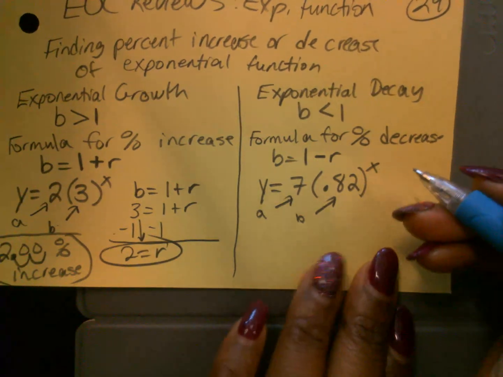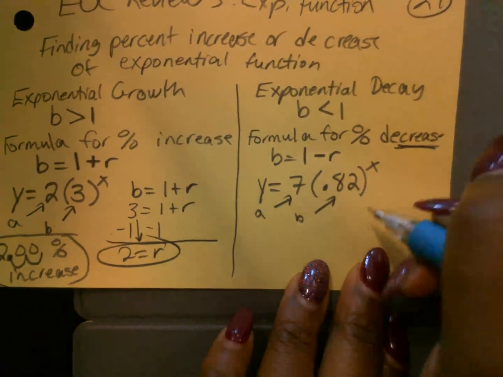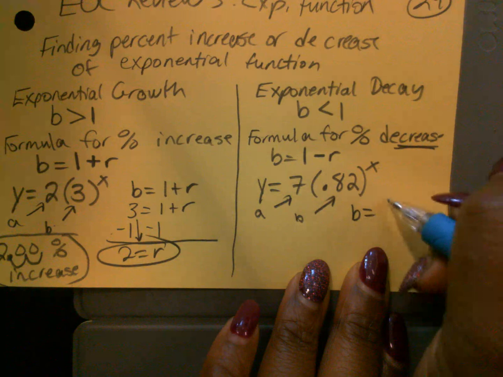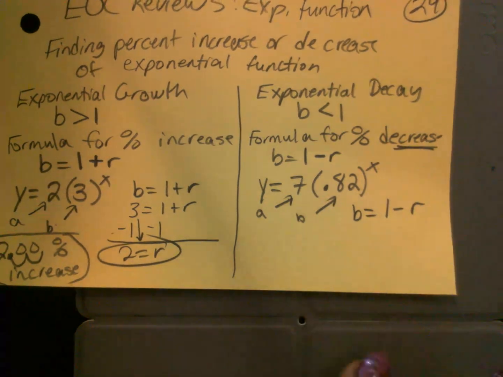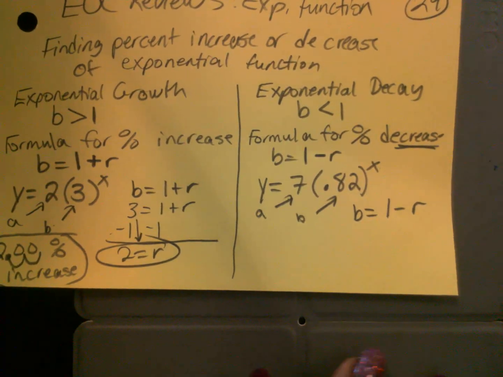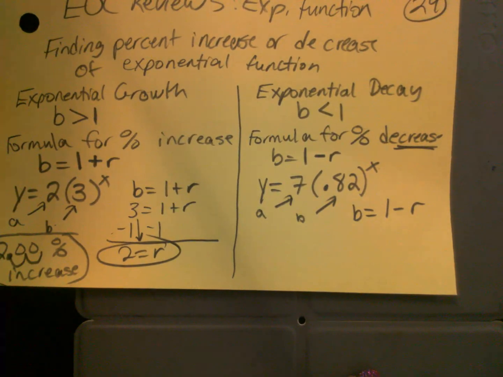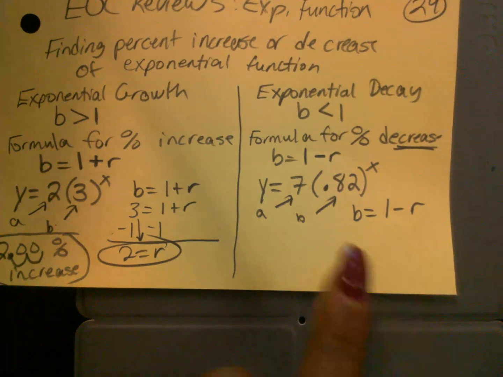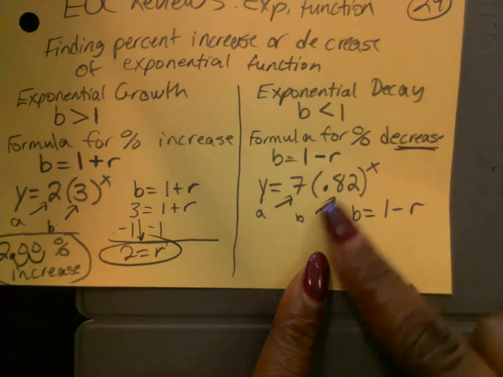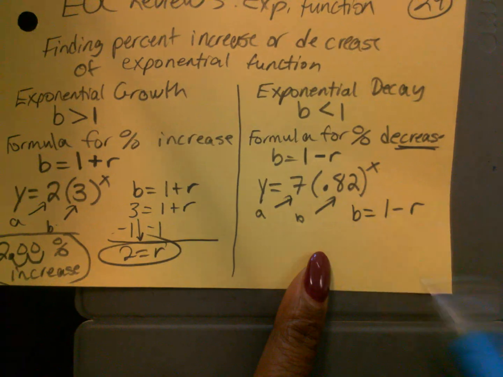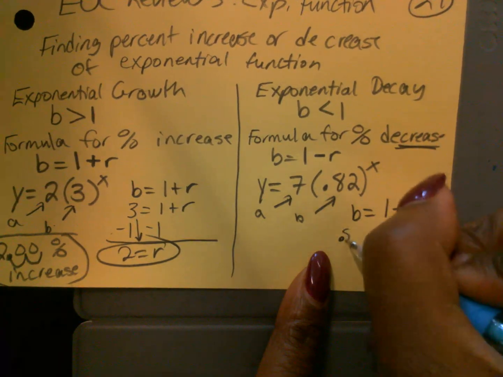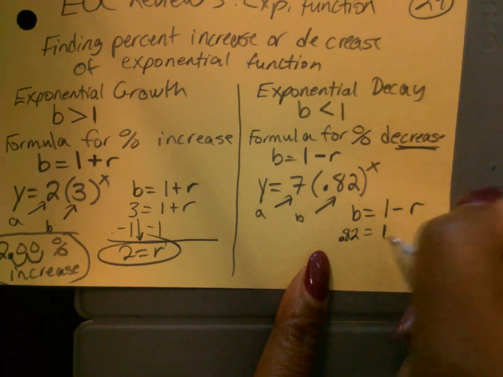So in order to figure out my percent of decrease, I use the formula B is equal to 1 minus R. I can't just look at it. I don't say that the answer choice down there is going to be 82%. It is not 82%. Okay? So we're going to substitute 0.82 in the place of B, is what I meant to say, sorry.